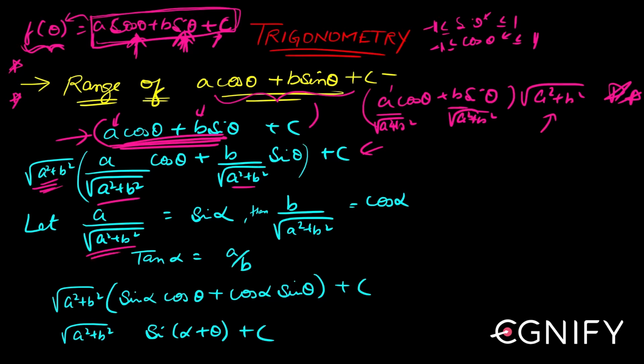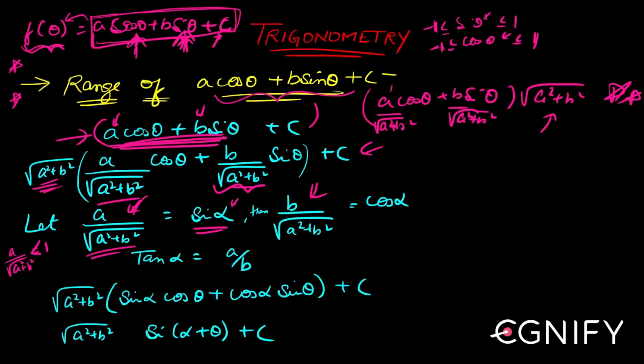So I let a by under root a square plus b square equal sin alpha. I can do that because this quantity is less than 1, right? A by under root a square plus b square is obviously less than 1, because a by under root a square is 1, and if I further divide it with under root a square plus some b square, it will obviously be less than 1, or at least it can't be greater than 1. Even if it's equal to 1, it's fine. I can still assign it to sin alpha, right? And if this is sin alpha, then the other term will automatically be cos alpha.